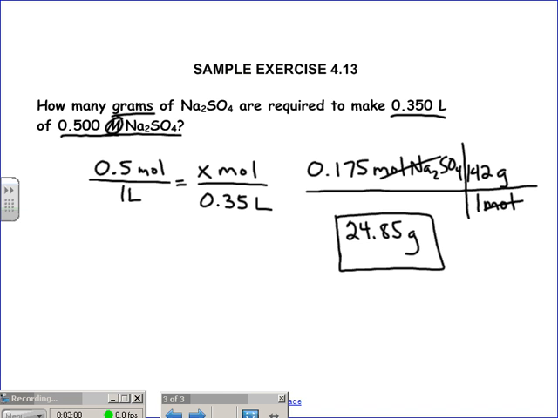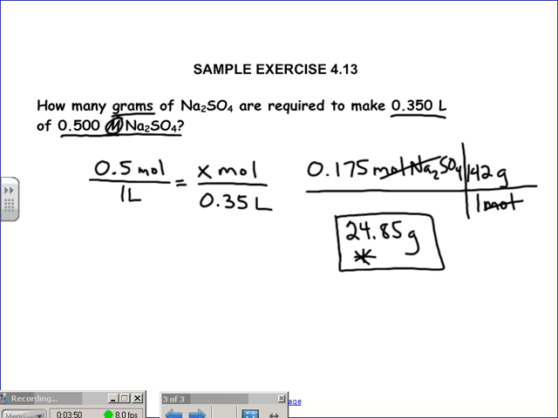Now, what that means is that if I were going to make a solution of sodium sulfate of 0.5 molar concentration, they want to make 0.35 liters, which is 350 milliliters. So I would take a volumetric flask and get my volumetric flask ready. Then I would measure out 24.85 grams of the sodium sulfate. I would put that 24.85 grams of sodium sulfate into my volumetric flask. Then I would bring the water level up to 350 milliliters.